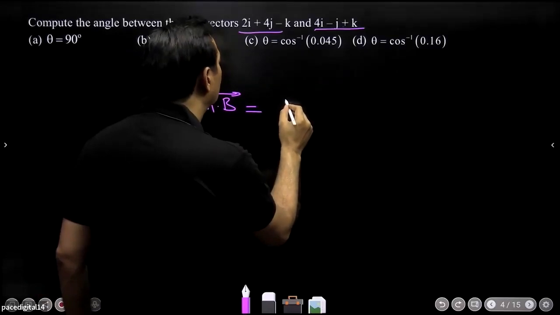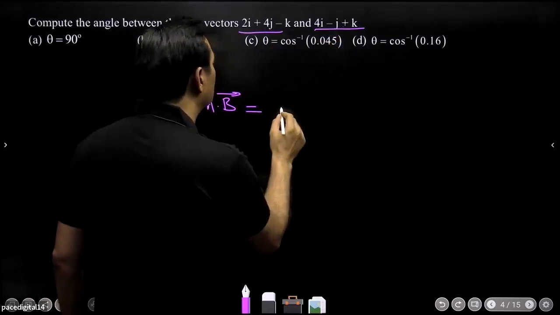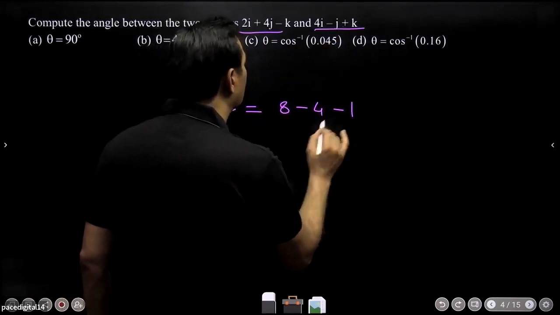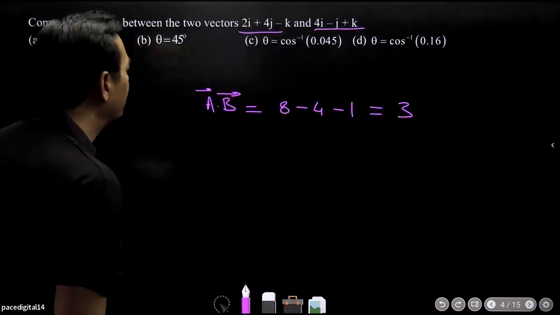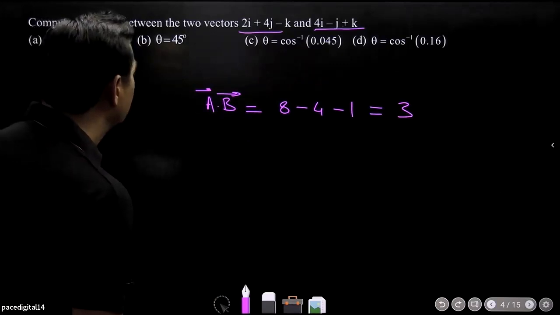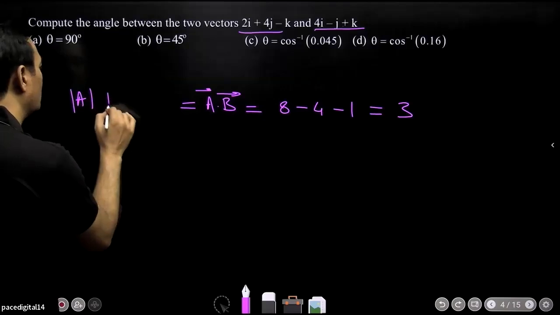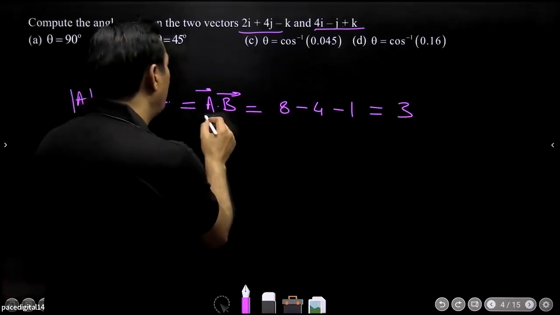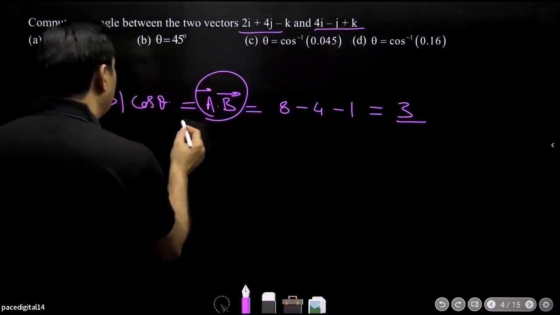2 into 4, 8 minus 4 minus 1. Am I right? Yes, sir. 3. A dot B will be 3. But sir, A dot B can also be represented as the multiplication of magnitudes multiplied by cos theta. Yes. So from this you can get the angle. We found A dot B through this method. This is 3, and I will equate it to 3.